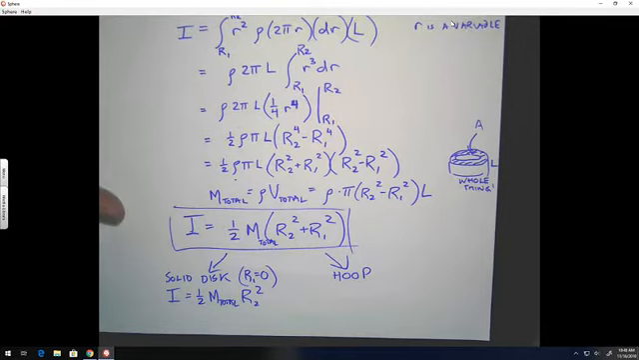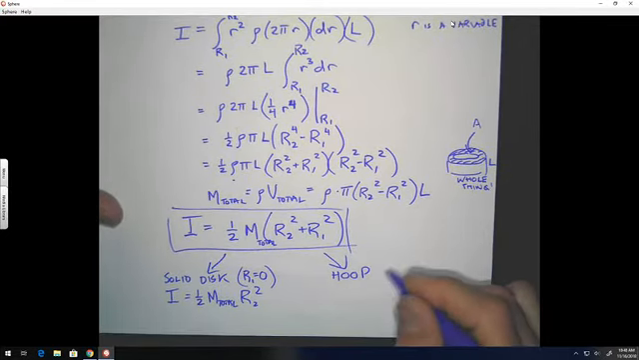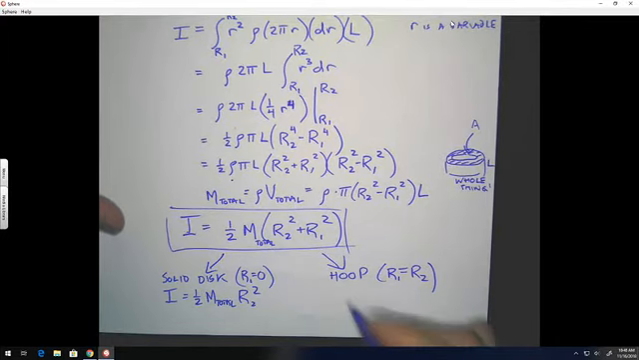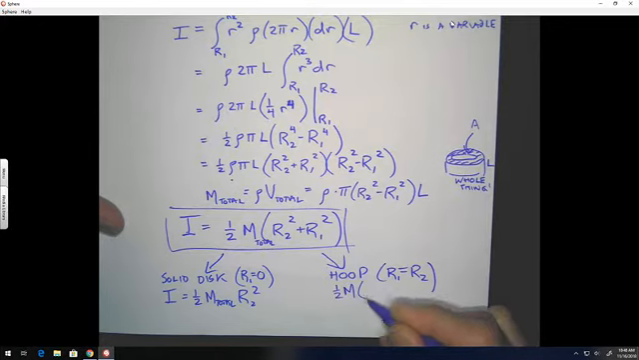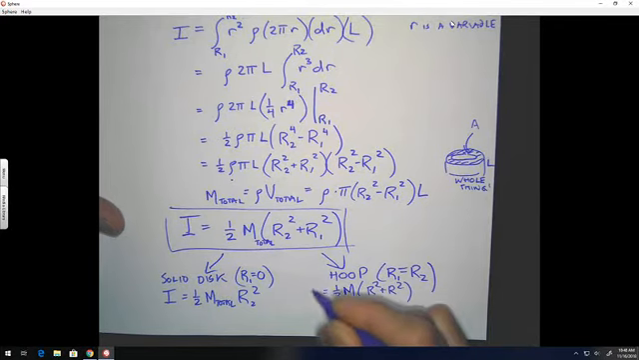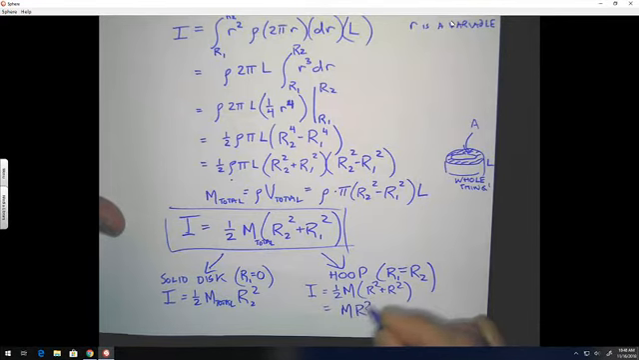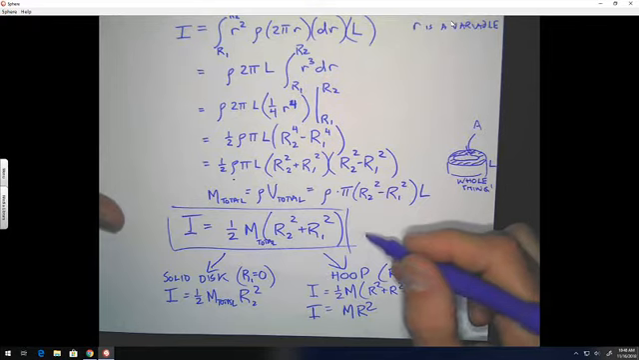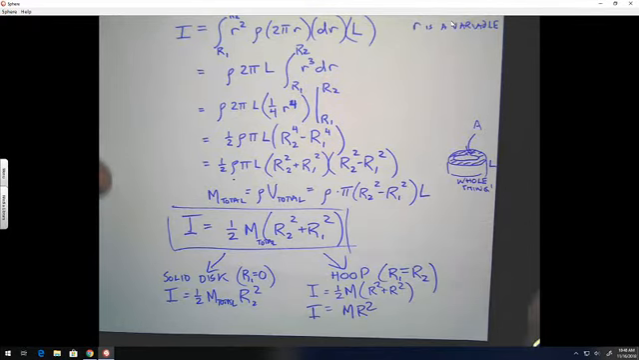Hey, that's cool. For the hoop, in the case of a hoop, you would be saying that R1 is equal to R2. So all the mass is on the outer edge. And in that case, when you add these two things together, I hope you can see that this becomes 1/2 M times R squared plus R squared. And of course that becomes 2R squared, which cancels the 1/2. And you get the familiar MR squared that we've been using for hoops. So this formula actually is kind of nice because it simplifies into two very useful formulas that we've used in a lot of problems. Okay, so hopefully that makes sense.